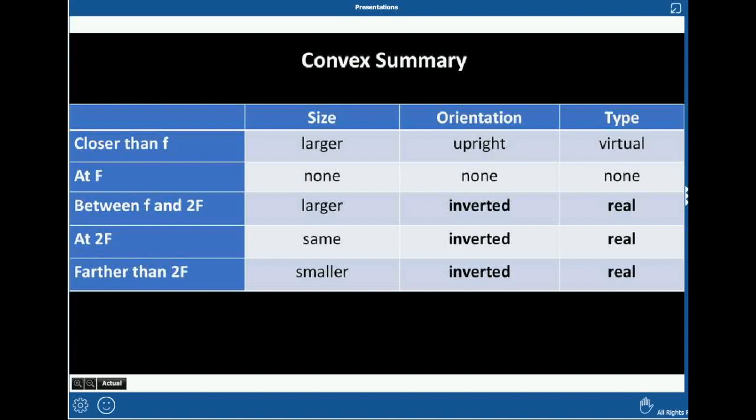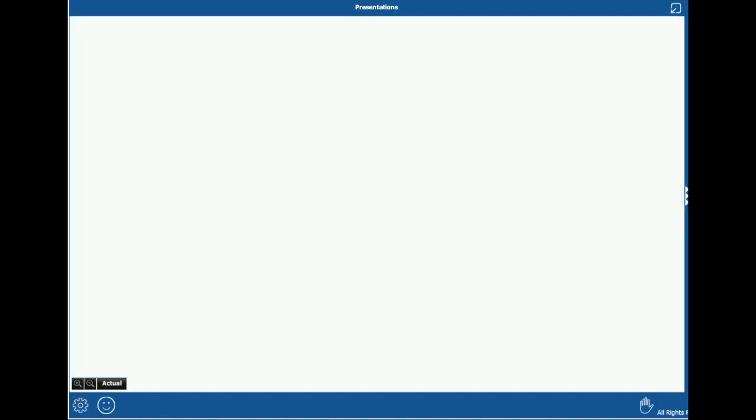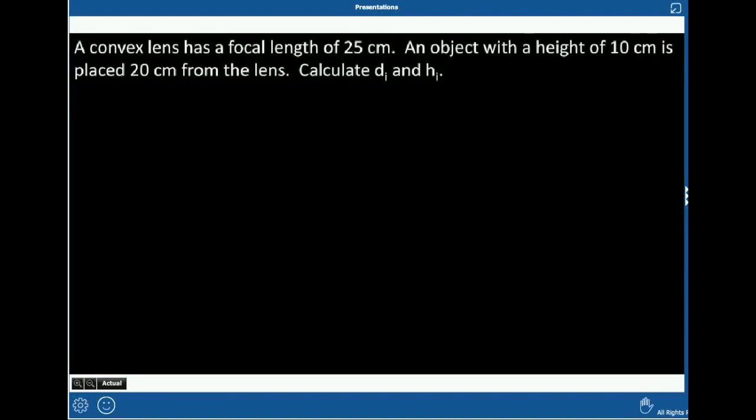And then again, at F, there's nothing. Okay, because we have to draw our lines through F. And so if it's on top of F, and it has to touch the object and F, that's impossible. Okay, so we can't do it, so you're not going to get an image. So now we're going to use the same formulas that we had before. It just matters the signs. Okay, so let's see where we're at.